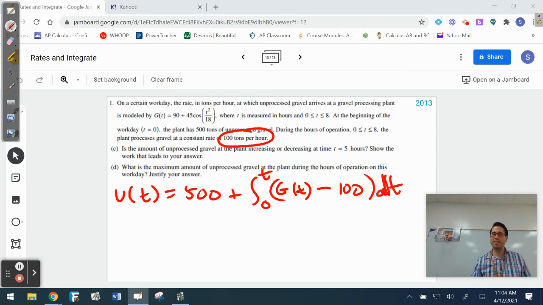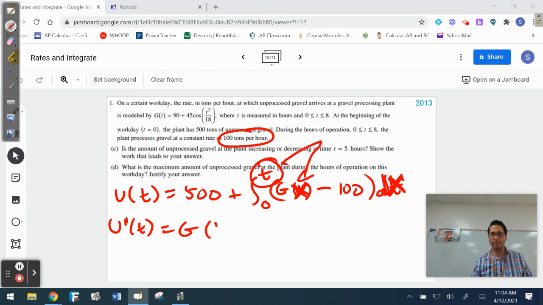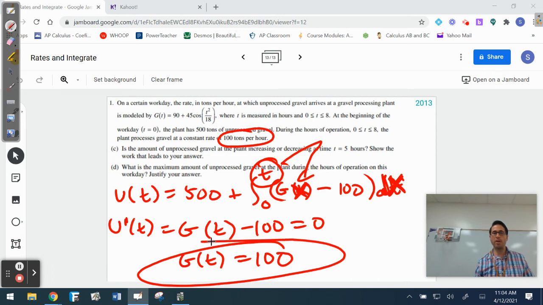But remember, since this is a max-min extrema problem, I'm going to take the derivative of U, the unprocessed gravel, and that would be the derivative of 500, which is 0, plus the derivative of the antiderivative, which means you just plug that in for the variables and set it equal to 0 to find my critical points, which would be whenever G of T equals 100. So what does that mean? You plug that into Y1, and you plug 100 into Y2.